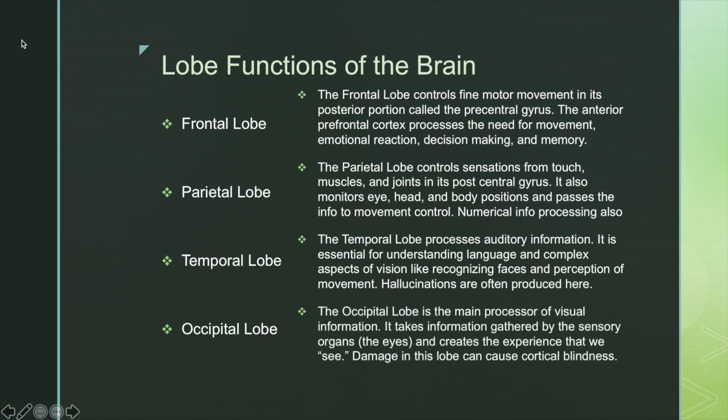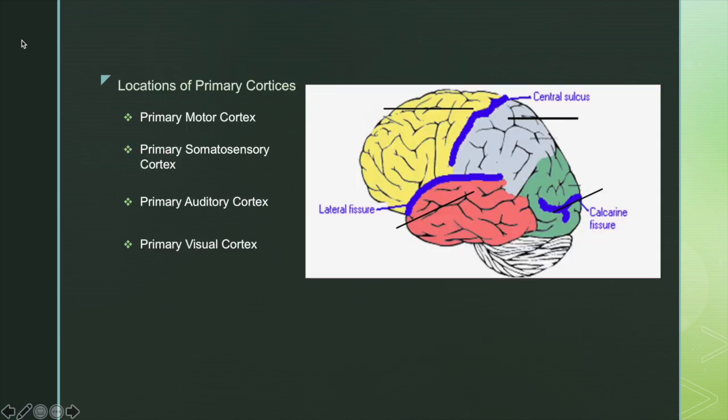The occipital lobe is the main processor of visual information. It takes information gathered by the sensory organs, the eyes, and creates the experience that we see. Damage in this lobe can cause cortical blindness. The four lobes each contain a primary cortex related to the sensory information each one receives. There are also many other smaller cortices, but these are the main ones.